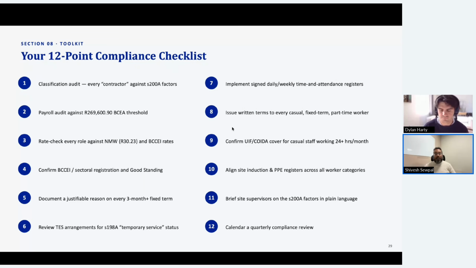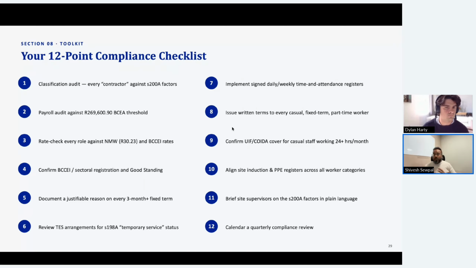Run a classification audit. Look at every contractor and ask whether they truly are one, especially against the Section 200A factors. Audit payroll against the BCEA threshold. Identify who falls below the threshold and who sits above it. Rate check every role. Check every role against the national minimum wage and, where applicable, the BCCEI and other bargaining council rate.